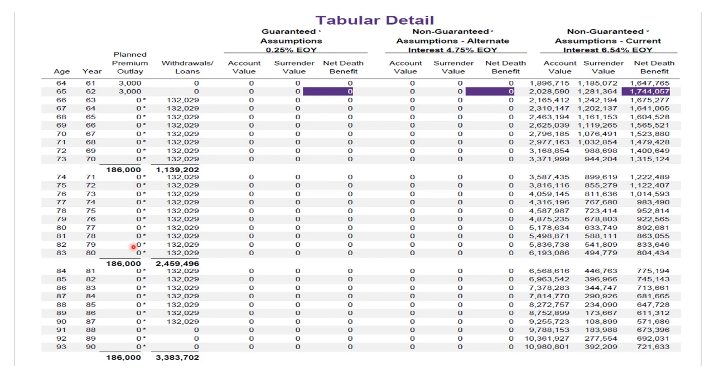Now, this particular illustration is only going to age 90. So if your daughter lives to age 90, as stated previously, you've only paid $186,000, but the payments that she would have received throughout her lifetime is the equivalent of $3,383,702. Now, if your daughter unfortunately passes away at age 91, although she received all of these funds throughout her lifetime, she is still able to leave her family with $673,396 as a death benefit.